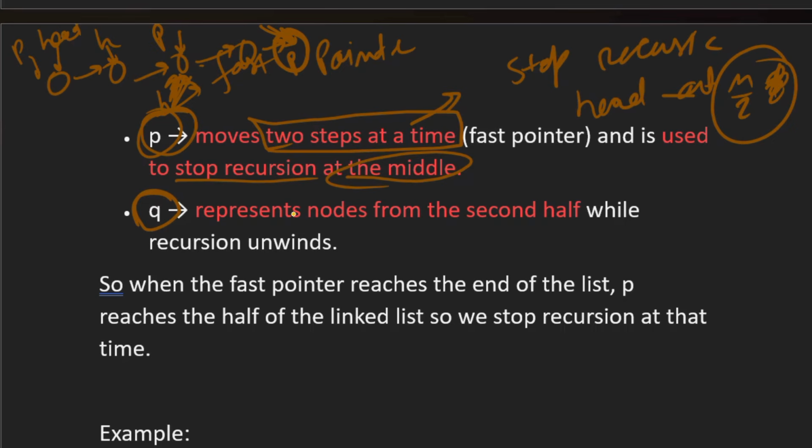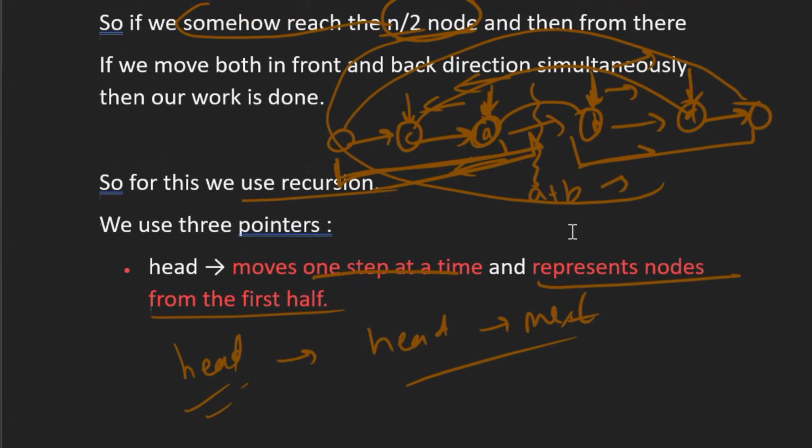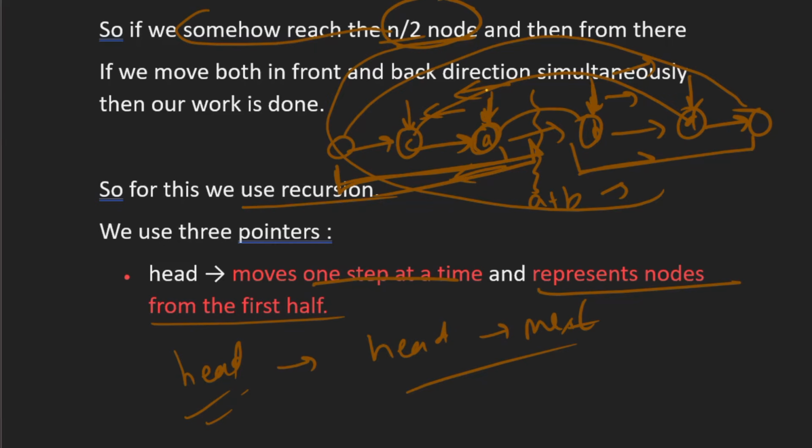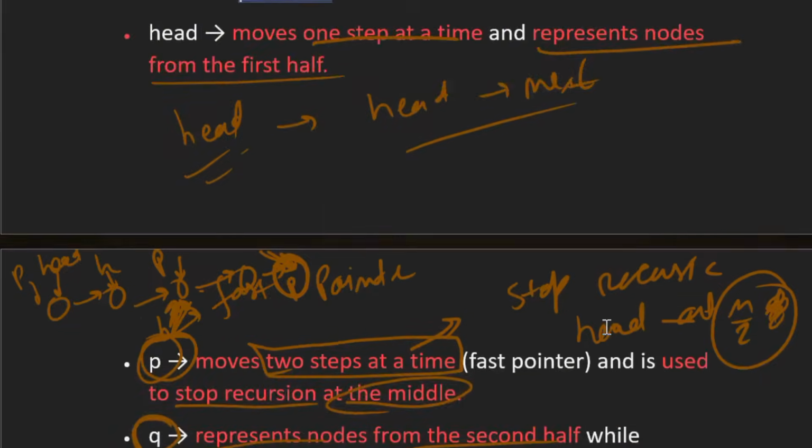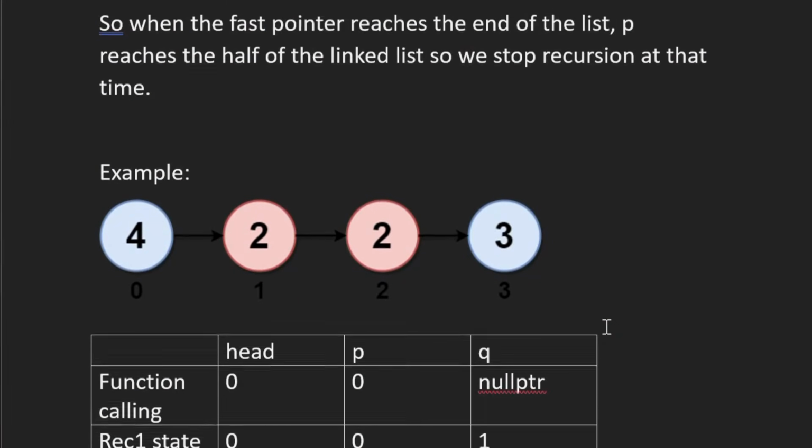And then there is a third pointer Q. It will represent the nodes from the second half, right? And here in the example we have discussed that we need two pointers, one will move in the backward direction and one will move in the forward direction. So the pointer that will move in the backward direction would be head, and the one which moves in the forward direction will be Q. So let's see how we'll handle these pointers.